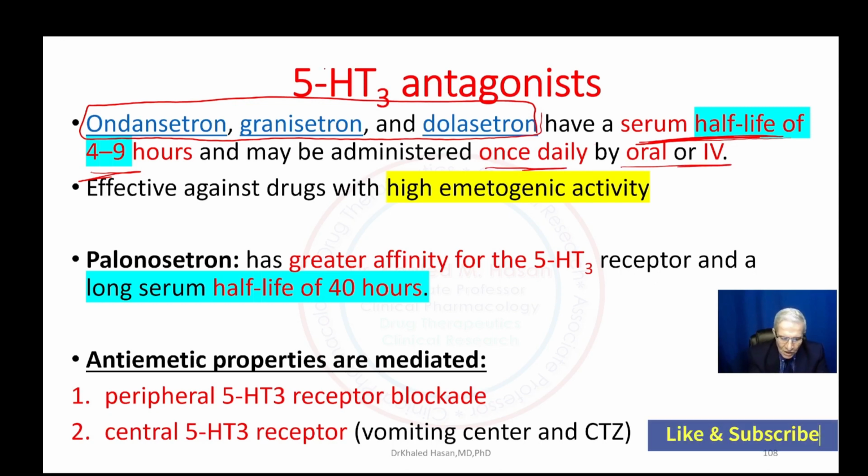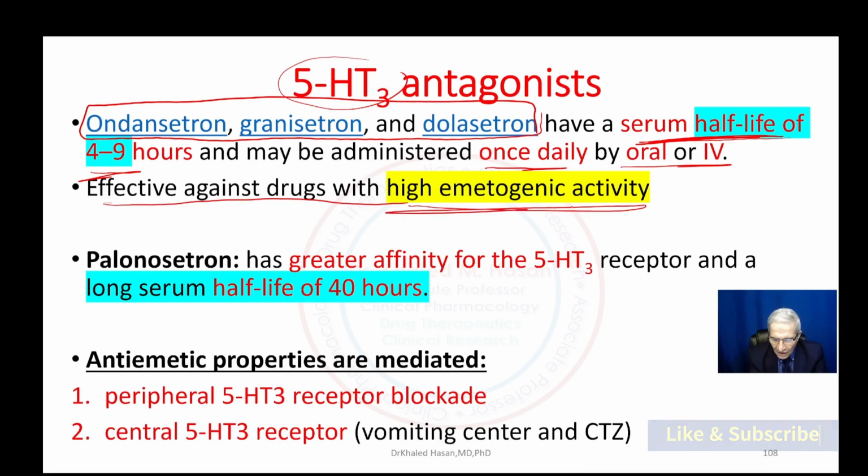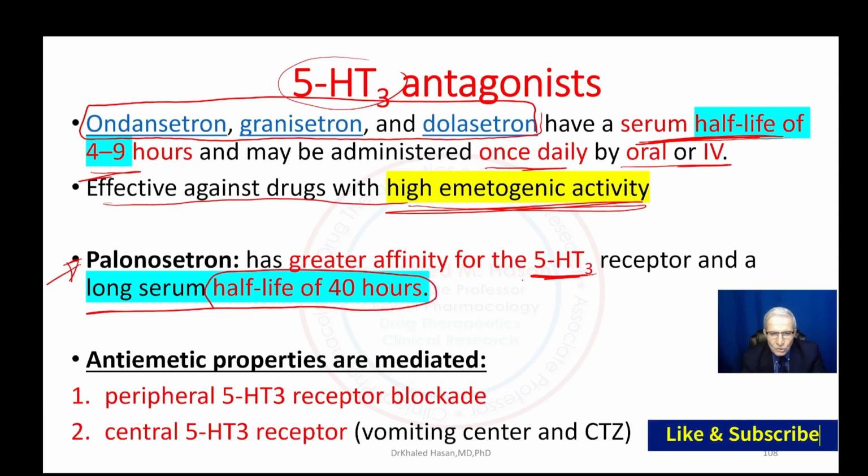In general, all the serotonin receptor antagonists are very effective against highly emetogenic activity, such as cancer chemotherapy or radiotherapy. The advantage of palonosetron is that it has greater affinity to the serotonin receptor and a longer half-life, 40 hours. If you look at the rest, we have 4 to 9 hours. So which of these serotonin receptor antagonists has the longer serum half-life? Palonosetron.